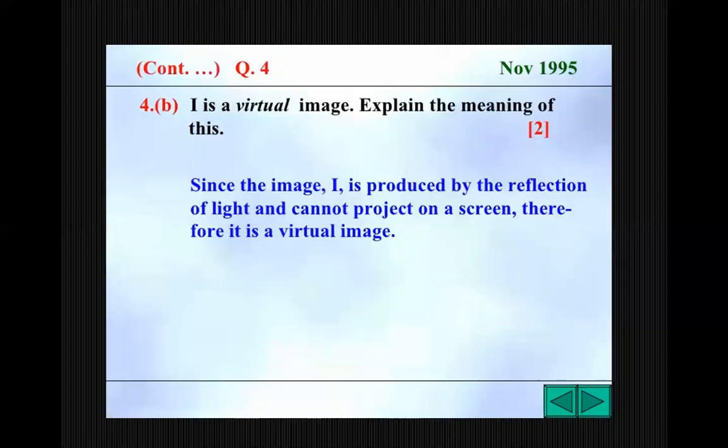The second part: I is a virtual image. Explain the meaning of this. Virtual, we have discussed above, means the image which cannot be projected on a screen, and it is formed by the diverging of the rays.